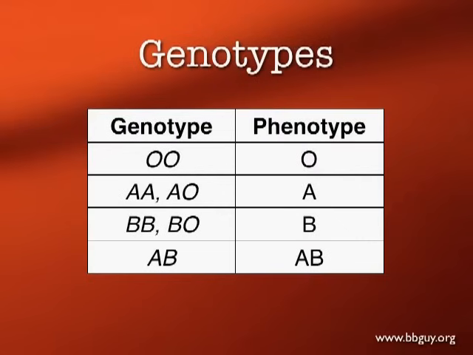The genotypes we've already talked about. Individuals who get 2 O genes will be blood group O, and individuals who get 2 A genes as well as an A and an O gene are group A. Same thing with B, and if you get an A and a B gene, you are group AB.